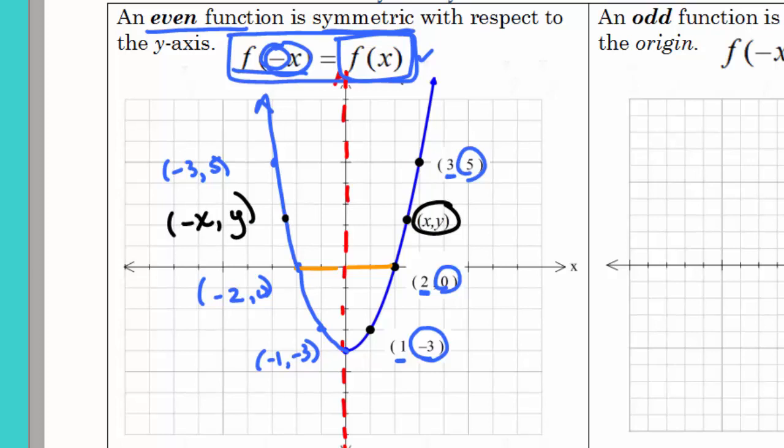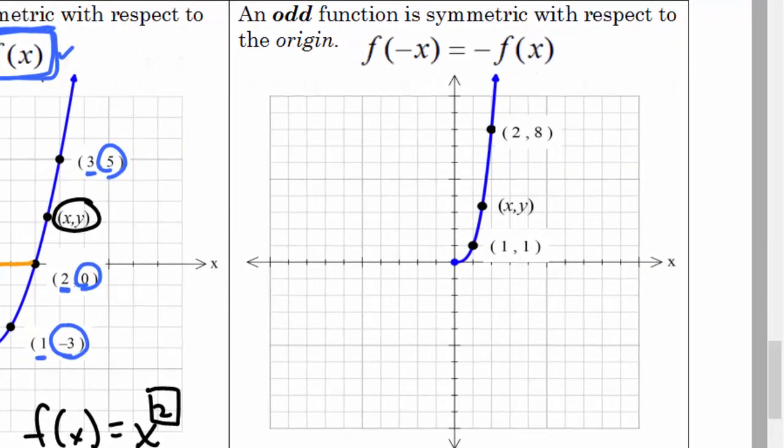That's an even function. In fact, this is a graph of x squared. And I think that's why they call it an even function, because you have even exponents. Let's look at the odd function.